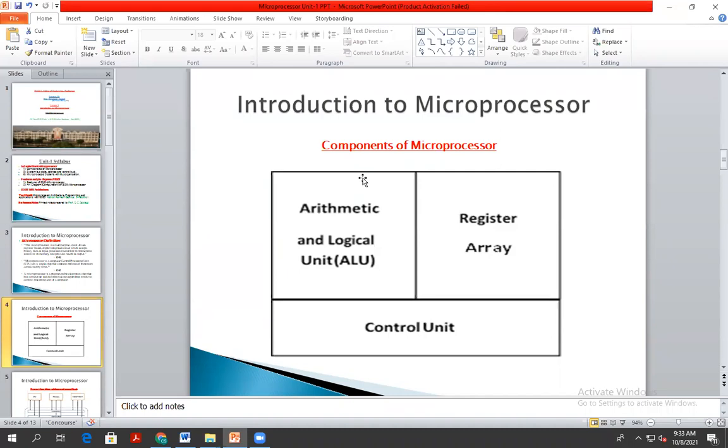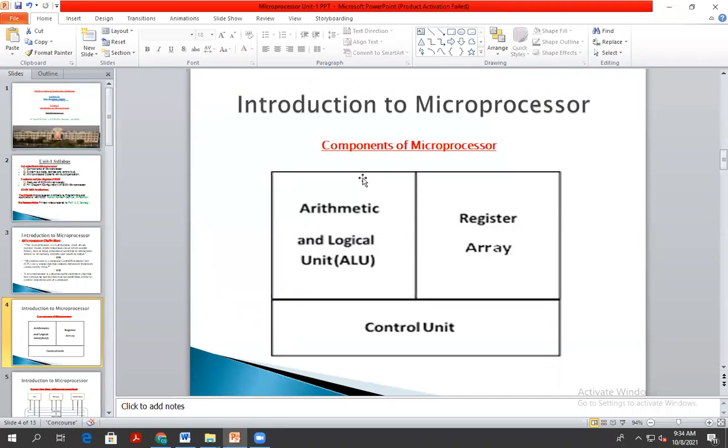Another component is the memory, where you perform the task. In the memory means what? The microprocessor chip has a memory, where you store the data and information and do the manipulation as per the user's need. Where you store that data is nothing but registers. In the form of registers, you store data in the microprocessor. That is one more component.